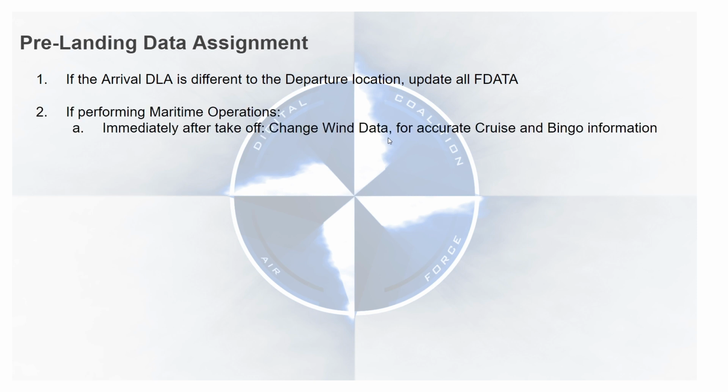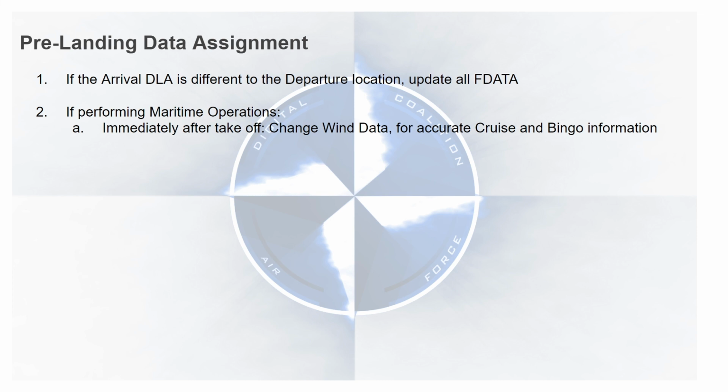If you're performing maritime operations, immediately after takeoff, you need to change the wind data for accurate cruise and bingo information. So in the real world, a crew member would hold up a tote board that's got all of your values on. I'm not sure who calculates this. I believe it's someone in the flight ops room who has a chart and looks at what you're carrying, wind over deck, etc., and figures out all the information for you, radios it to them, they write it on the board and hold it up for you. In DCS, we don't have that, so you need to use the VREST.